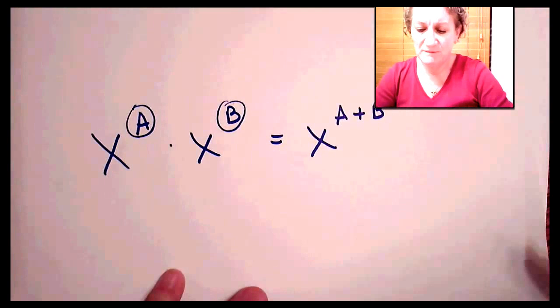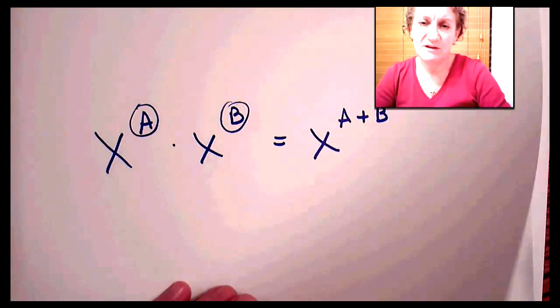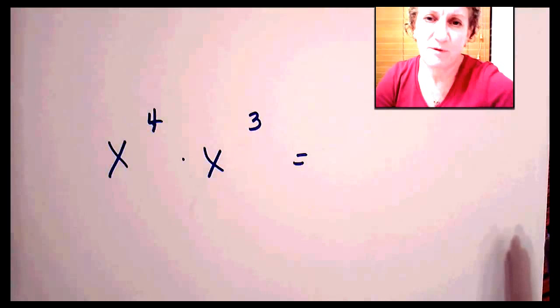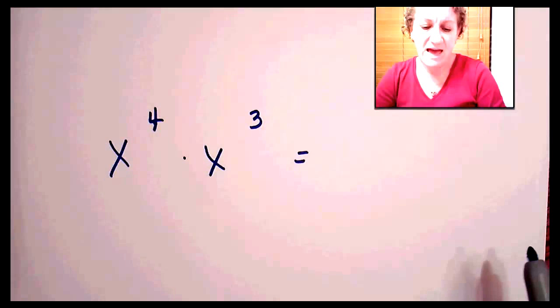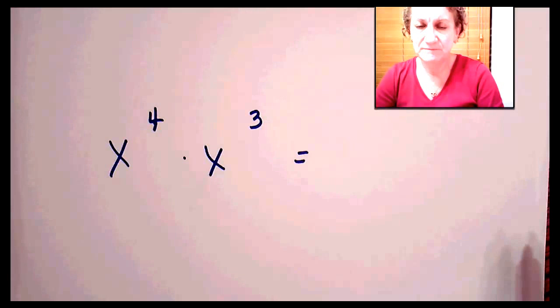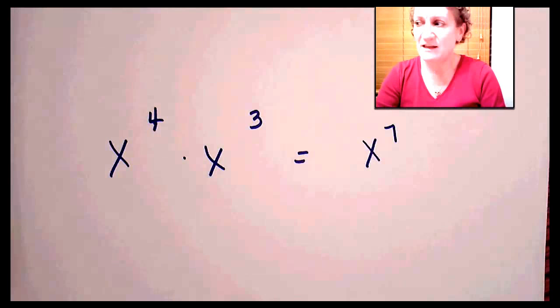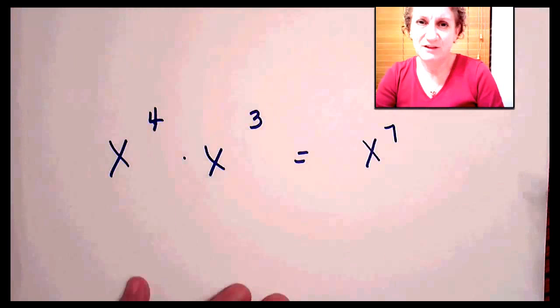But what about division? Well, division is the opposite of multiplication. It kind of undoes multiplication. Oh, wait, one more problem. Try this one on your own. X to the fourth times x to the third. Did you come up with x to the seventh? If you did, you're correct. Now let's move on to division.